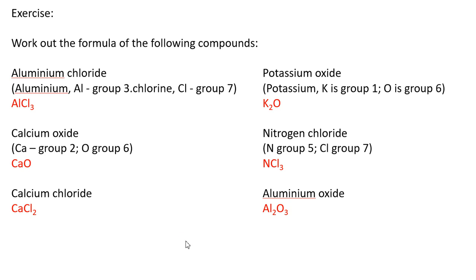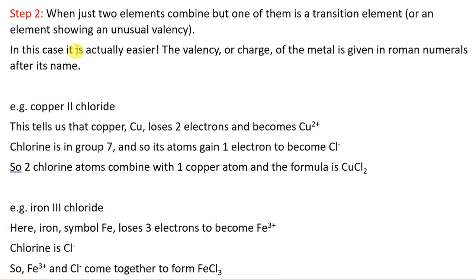So that's the way to do it. If I get 2 elements combined together to form one simple compound, I just look at the group numbers. Moving on. 3 steps. This is step 2. I'm only dealing with 2 steps in this video. Step 2 is actually easier than step 1.